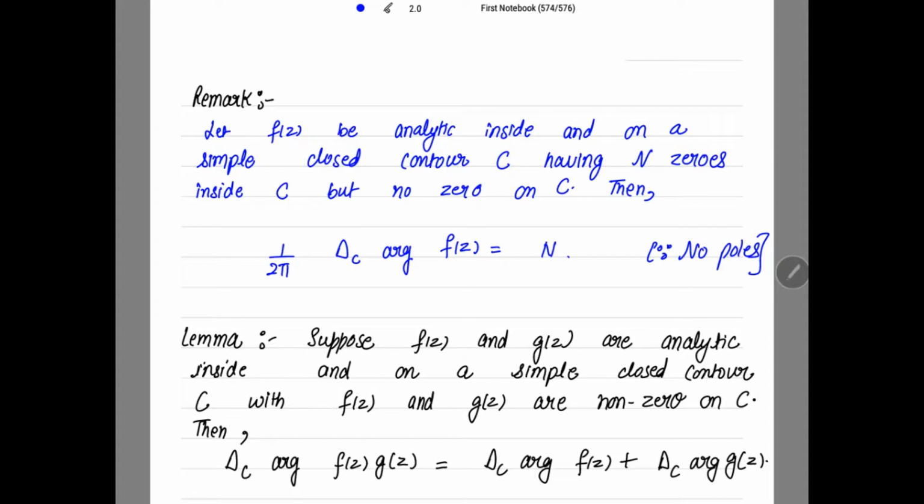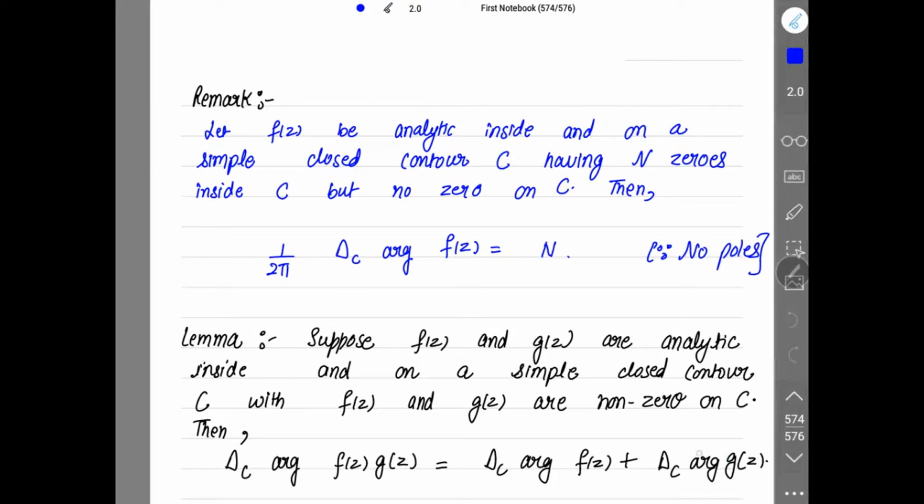Now a very interesting lemma is there, a short lemma. Suppose f(z) and g(z) are analytic inside and on a simple closed contour C with f(z) and g(z) non-zero on C. Now both these are non-zero and both are analytic inside and also on closed contour C, so we can apply argument principle over here, right? Then you have to prove Δc argument f(z)g(z), that means their product, is equal to the sum of their arguments, Δc argument f(z) plus Δc argument g(z).